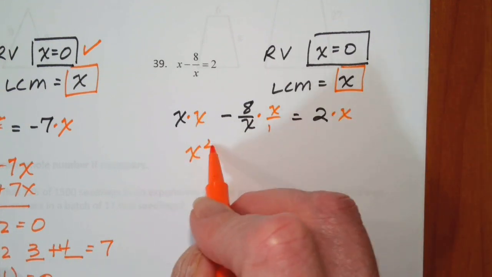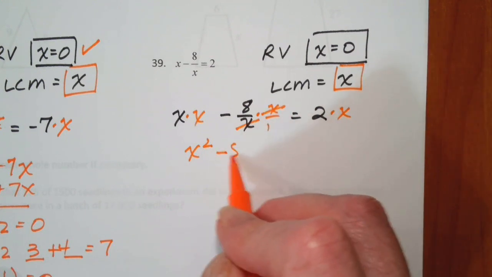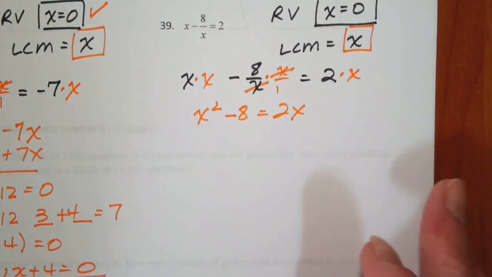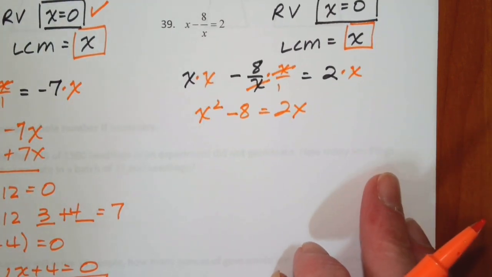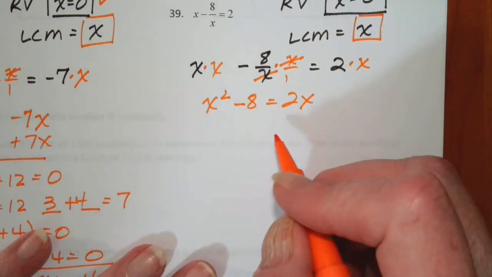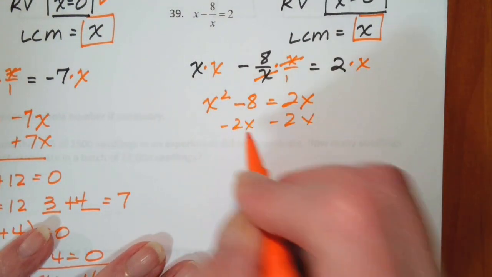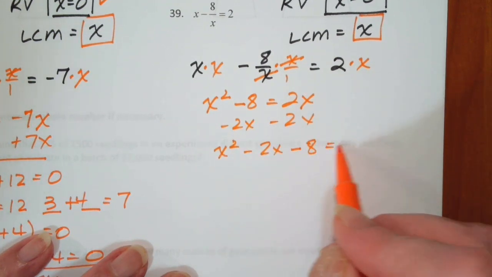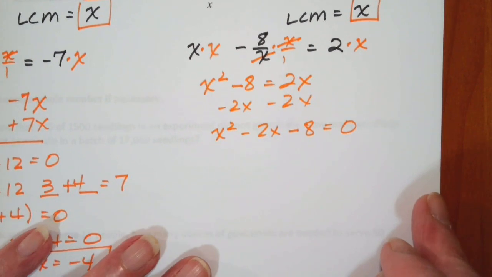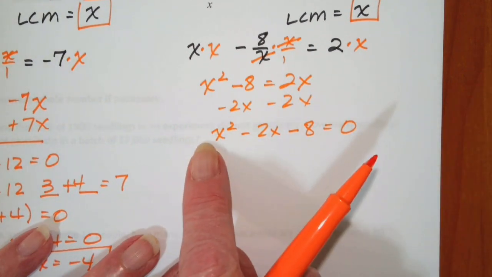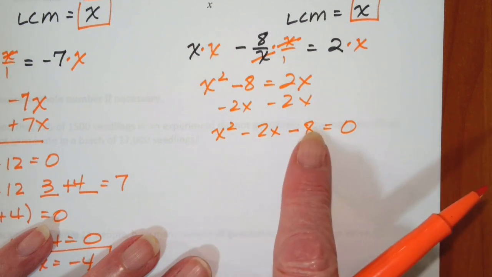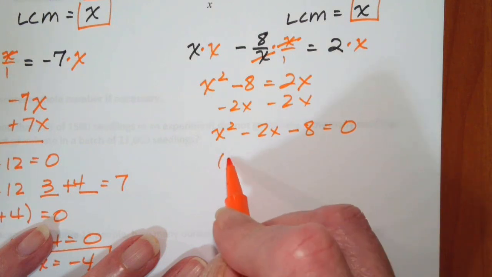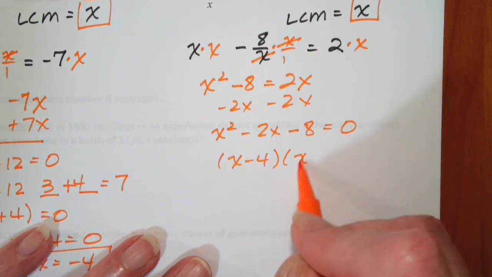So that gives me x squared minus 8 is equal to 2x. Once again, I've got a quadratic, so I'm going to have to set it equal to 0 and factor. So I get x squared minus 2x minus 8 is 0. Just like the other one, the leading coefficient is 1. I have to find two numbers whose product is negative 8 and whose sum is negative 2. They are negative 4 and 2, so this is x minus 4, x plus 2.